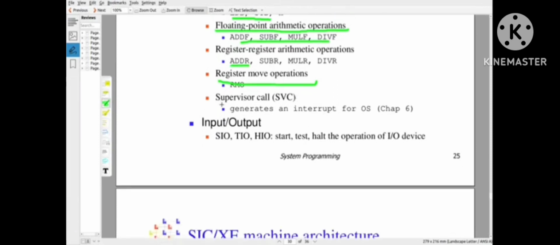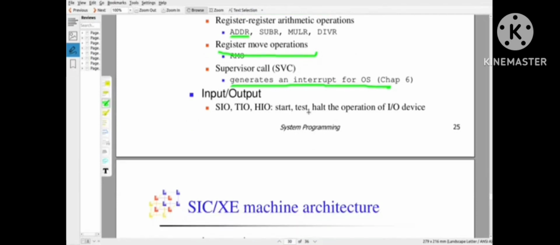Okay, next one is the SVC instruction, the supervisor call. So whenever the assembler or the program executing needs any operating system supervisor call, SVC, we use it to generate the interrupt, and that interrupt will help the program to call or take the service of the operating system. So this is very important. So this type of instruction is used to access the service of the operating system.